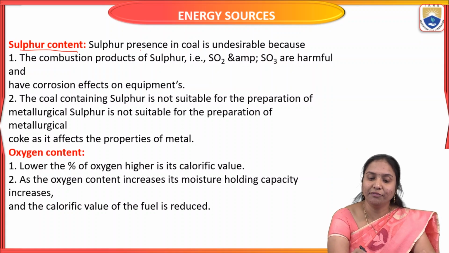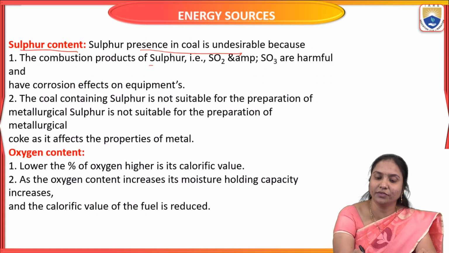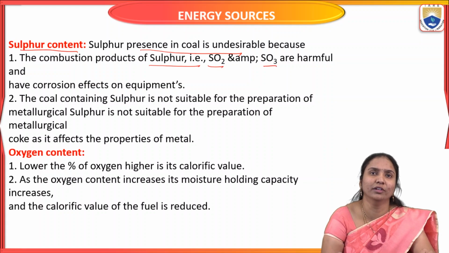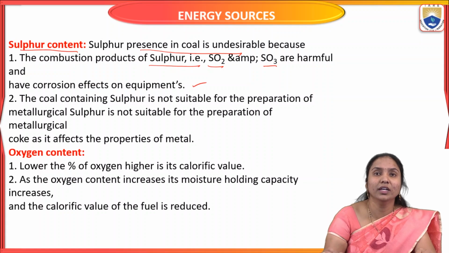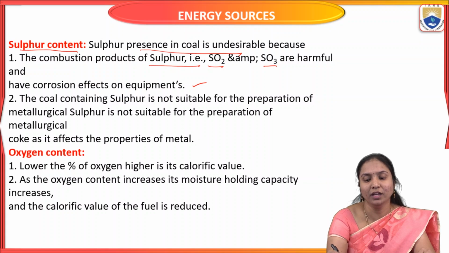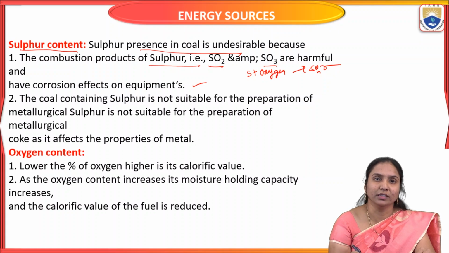So see here, sulfur in coal is undesirable because the combustion products of sulfur, that means sulfates, are harmful and have a corrosion effect on equipment. We already discussed this. If sulfur is present in the coal sample, during the heating process in the presence of oxygen it produces sulfates, which corrode the machine equipment. That is the main drawback, and that's why it is undesirable.